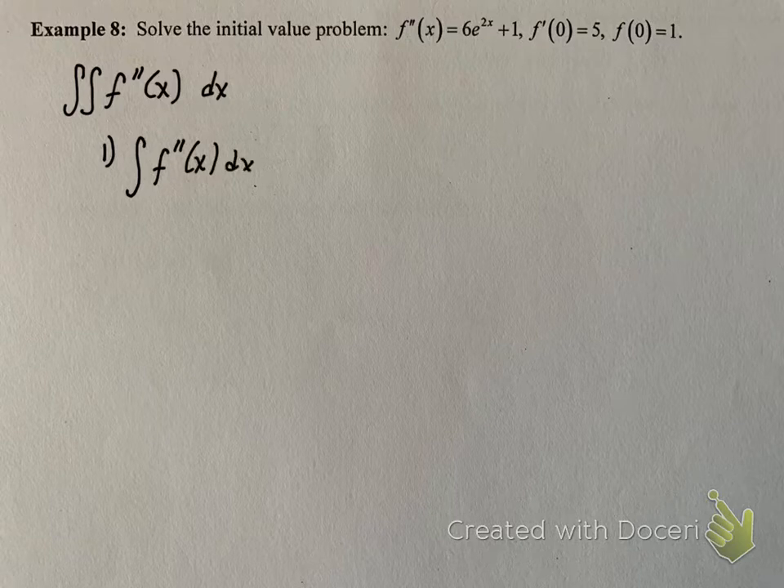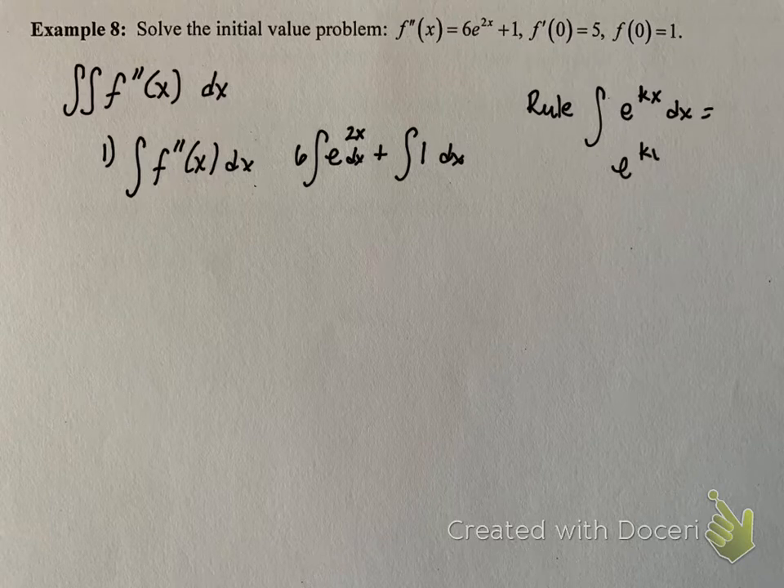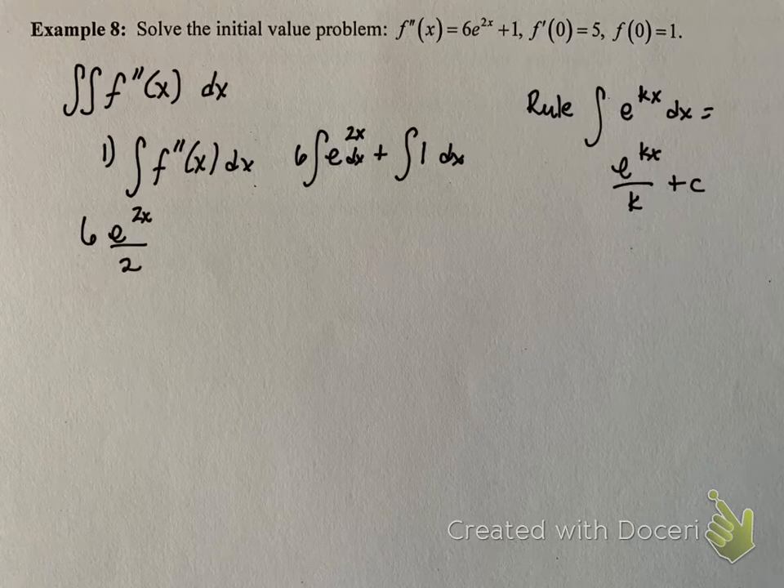The second derivative was given as 6, and I'm going to pop that out because it's a coefficient, e to the 2x plus the integration of 1. And these are in terms of x. Okay, so remember we have a rule. The rule says if I integrate e to the kx dx, that's going to equal e to the kx over k plus c. So this first one is going to be 6 times e to the 2x over 2.